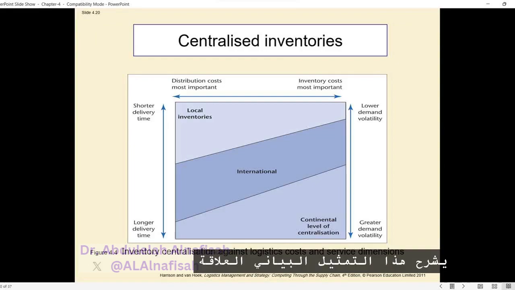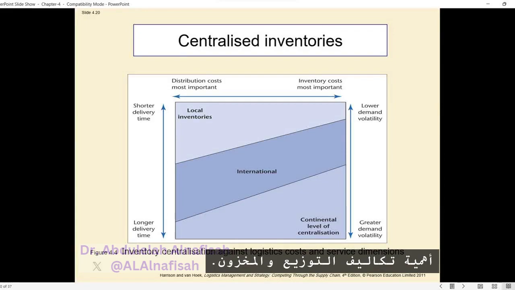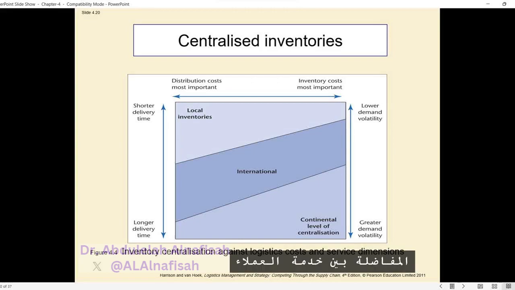This graphical representation explains the relationship between delivery time, level of centralization, and the importance of distribution and inventory costs. It shows how different levels of inventory location affect the trade-offs between customer service and logistics costs. Here are some key points from the image.